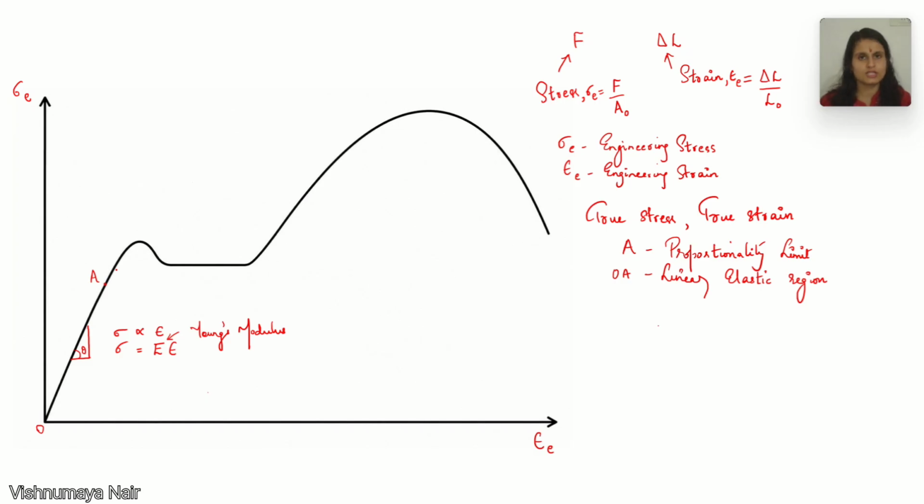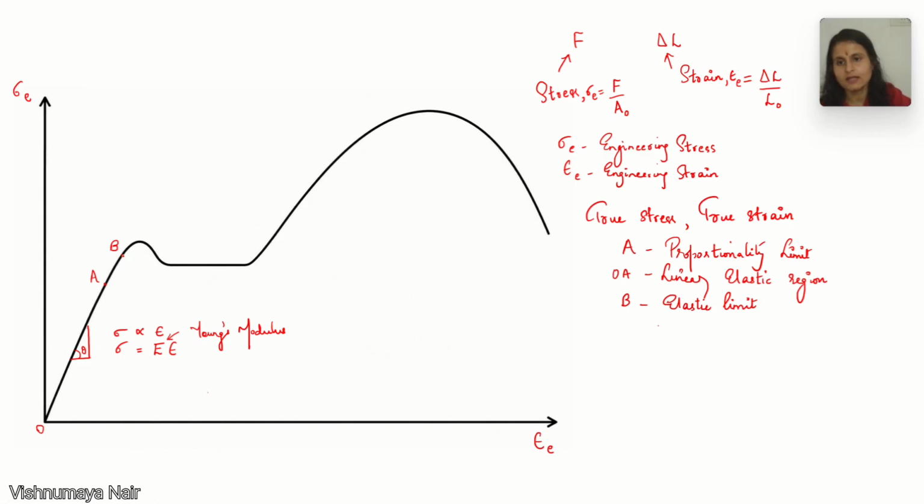Now, if we further stretch the material, the straight line portion becomes a little bit curved and we reach a point B. The linearity is lost. It is no longer a straight line. The linear relationship between stress and strain is lost. But the elasticity of the material is still there. This point B is known as the elastic limit. So within this limit, the material behaves elastically, which means that if we release the tension from the specimen, the material regains its original shape and size.